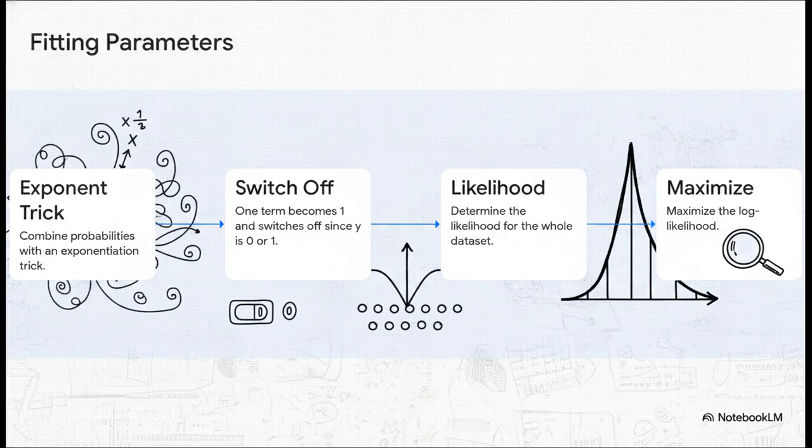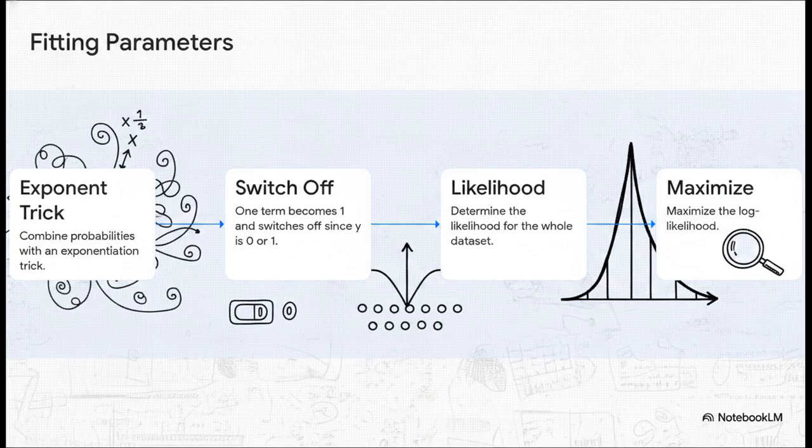Since y is always exactly 0 or exactly 1, when we use y and 1 minus y as exponents, one side of the equation is always raised to the power of 0. And as we know, anything to the power of 0 is 1. So that half of the equation literally just switches off. It's exactly like flipping a light switch to 0. It's just a beautiful way to compress two equations into one.